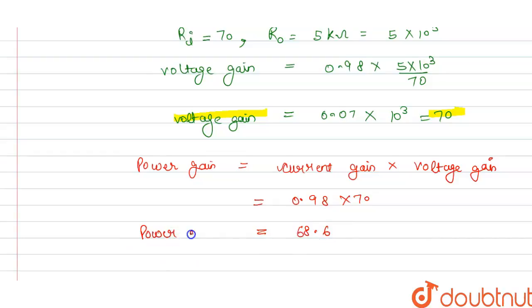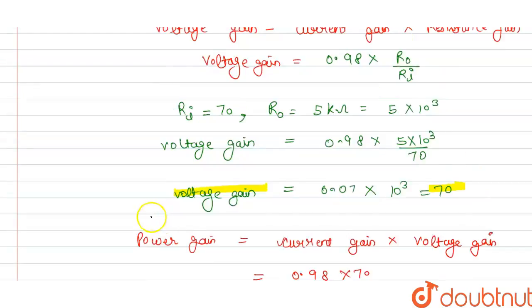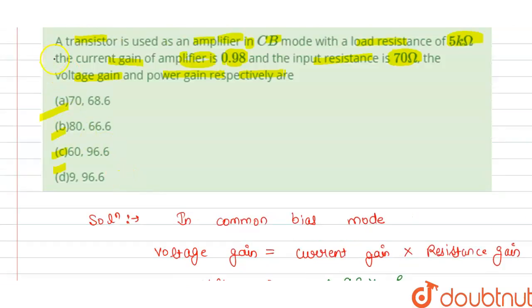So now we can check which option is correct here. This is our power gain, so our option A is correct. Voltage gain is 70 and power gain is 68.6. So this is the answer for this question.